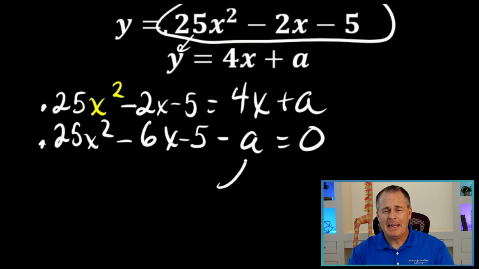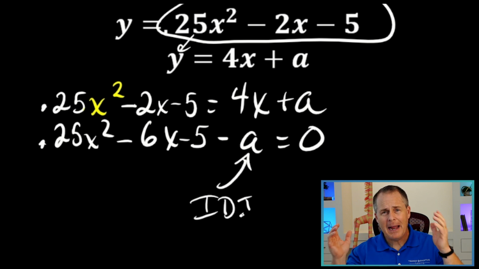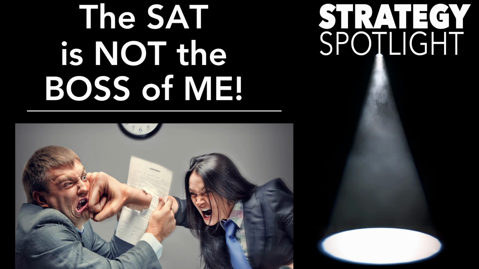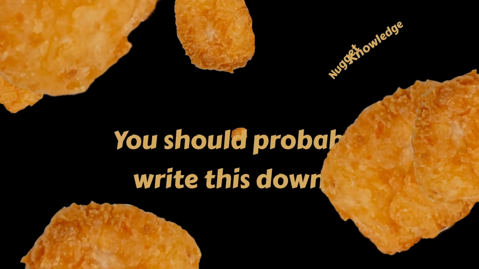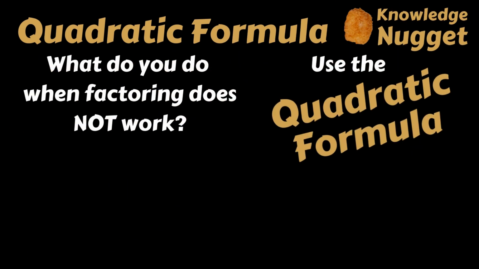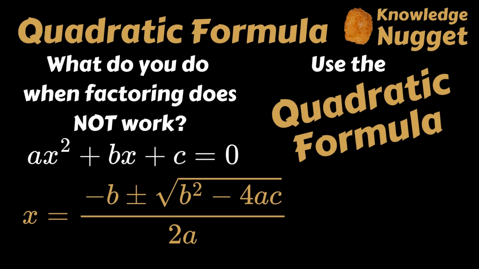However, some idiot put an A in the middle of our math problem. Normally, I would just say the SAT is not the boss of me and throw a number in there. Unfortunately, that doesn't really help this time. So, what do you do in a factoring problem when you can't factor? The quadratic formula, which is x equals negative b plus or minus the square root of b squared minus 4ac all over 2a. Somebody sang a song about it. You don't want to hear me do that.